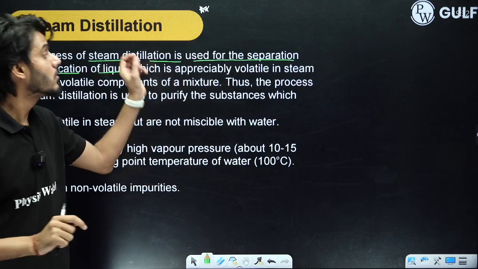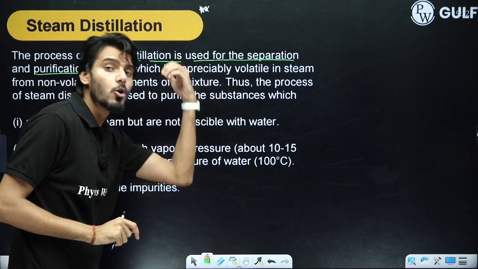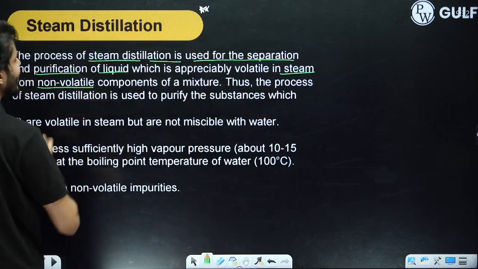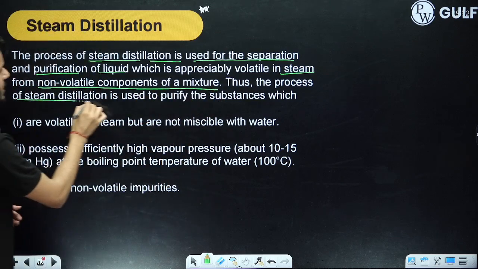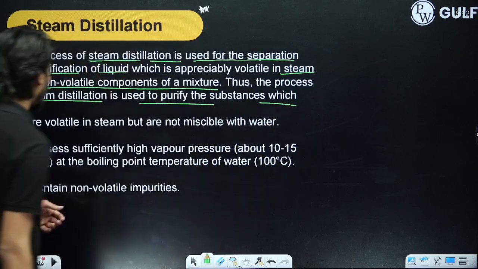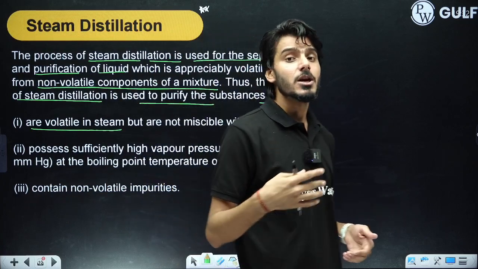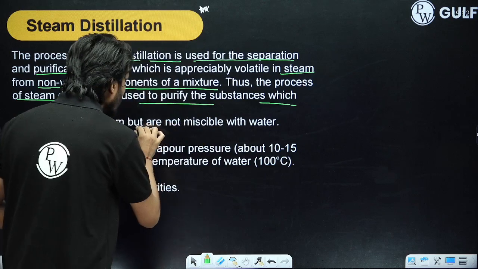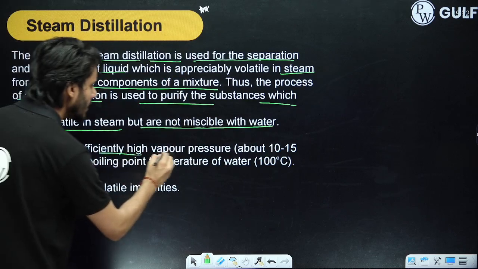Either the impurity or the organic compound is volatile only in steam, separated from a non-volatile component of a mixture. Thus the process of steam distillation is used to purify substances which are volatile in steam, so they need steam to be vaporized, but are not miscible with water. They should be volatile in steam and possess sufficiently high vapor pressure.